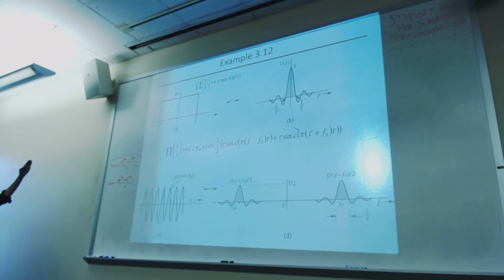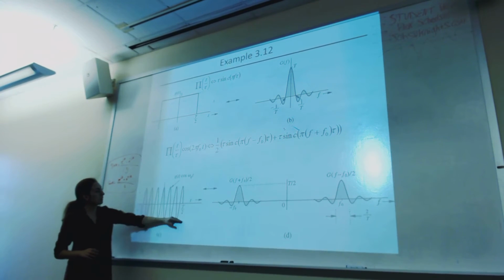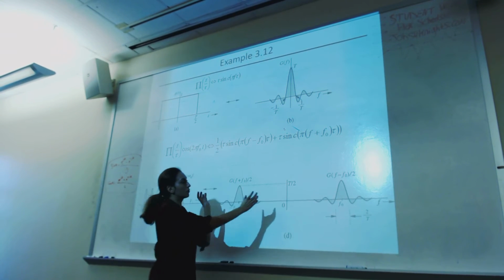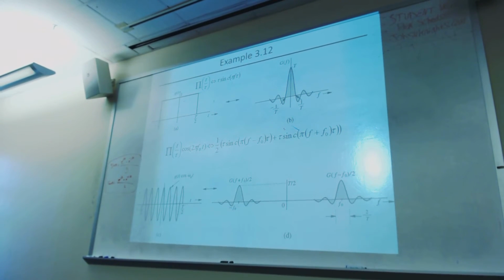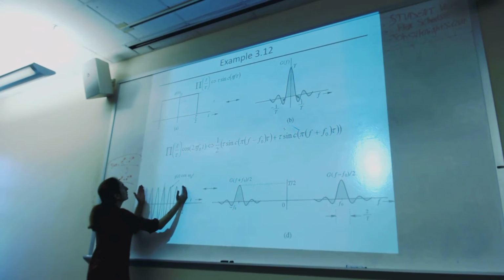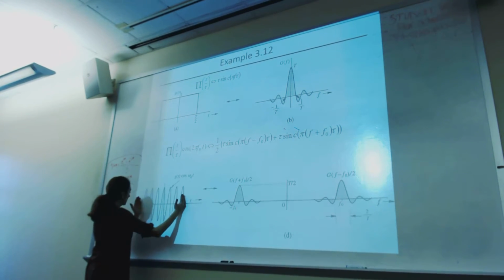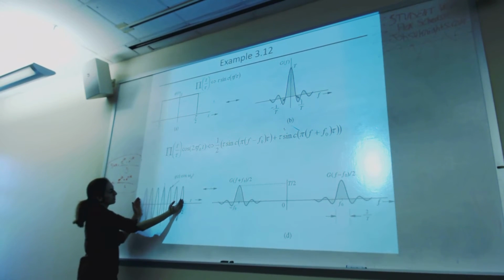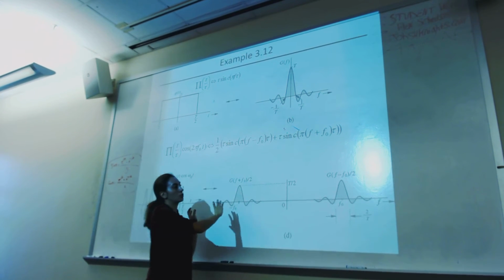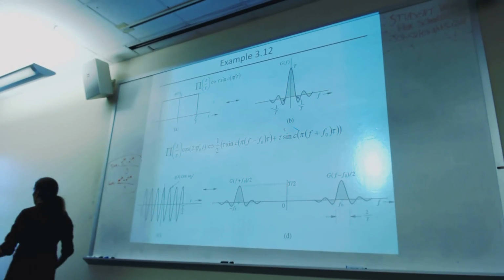So for this pulse times the cosine, the spectrum is just two of those things shifted, one to the left and one to the right. And by the way, because g of t is multiplied by a pulse, you get the cosine and just cut it, because it's just multiplied by 1. So what happens by cutting the cosine is as if you just shift this sinc to the left.